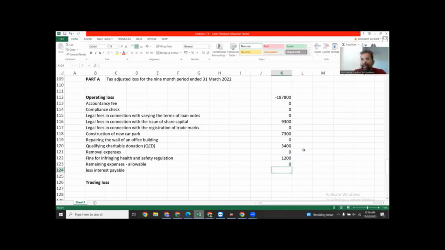And now tell me, interest payable. Hope students you remember interest payable. I taught you interest payable was 8,750, plus 2,500 for the three more months. Remember? So it was I think 11,250. As the loan was taken for trading purposes, that's why it's an allowed expense, and you will deduct it. So you will write minus 1125.